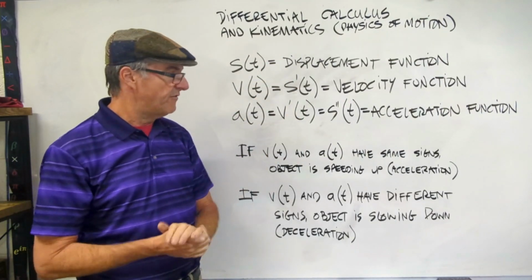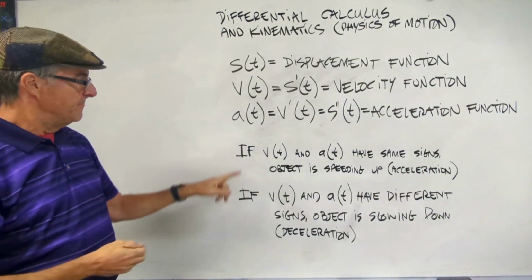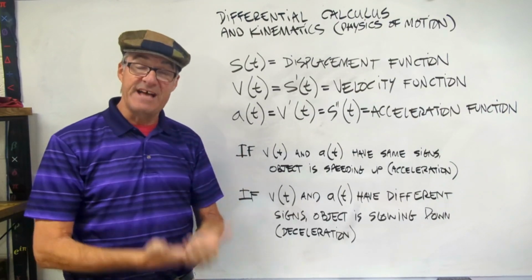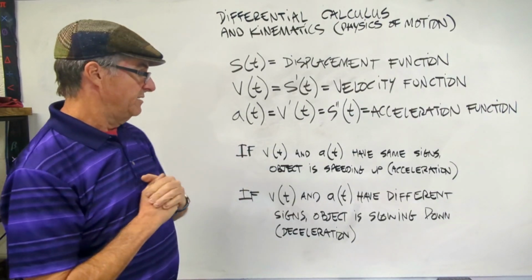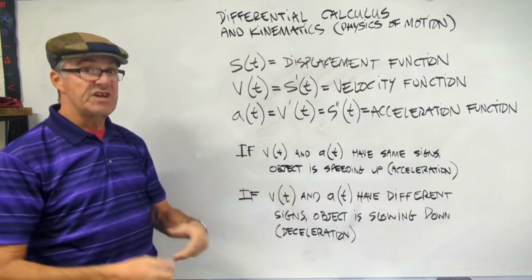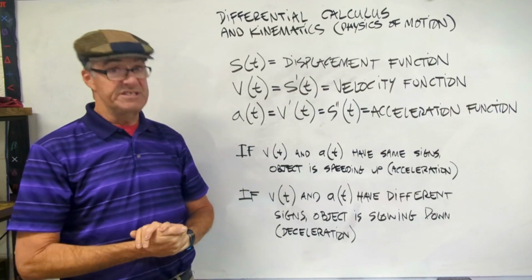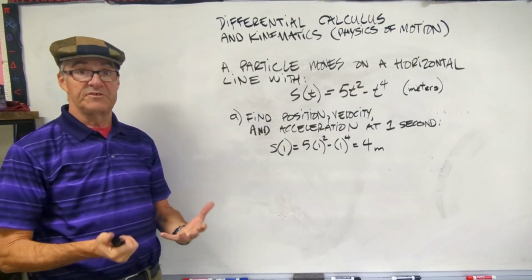It's pretty cool stuff. So one other important point to see here: if the velocity and the acceleration have the same signs, then that means our object is accelerating. Okay, it's speeding up. If the velocity and the acceleration have different signs, then that means our object is slowing down, or decelerating. Okay, let's take a look at a problem where all this comes into play.